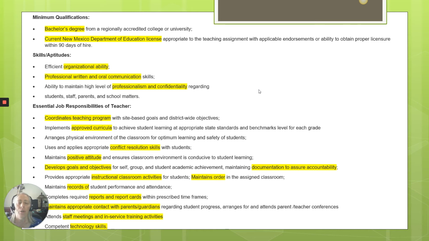You can even do this in two colors. You can highlight the ones that are your strengths. You are very professional and you are extremely confidential. And so that one you might highlight in pink. And then other ones that they're asking for, just so that you're aware of everything they're asking for, but maybe are not your strengths, still highlight those so that you are aware of them.